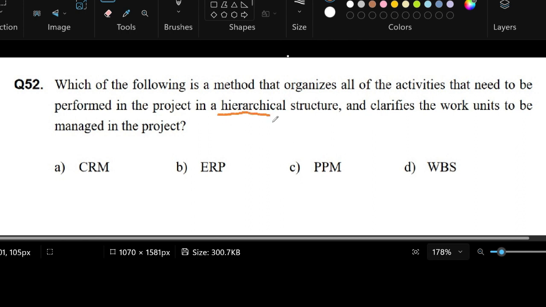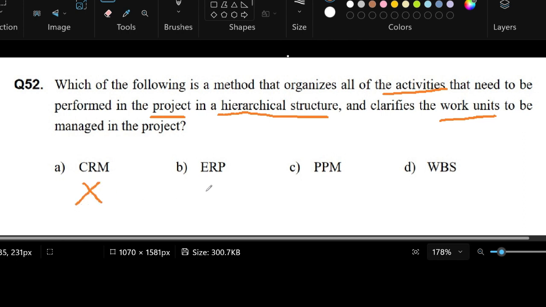Hierarchical structure, activities performed in the project, work units, this one in particular. So, okay, from among the choices, which could be the best answer? CRM, I think this is something related to customer relationship management. So this is not necessarily the correct answer.